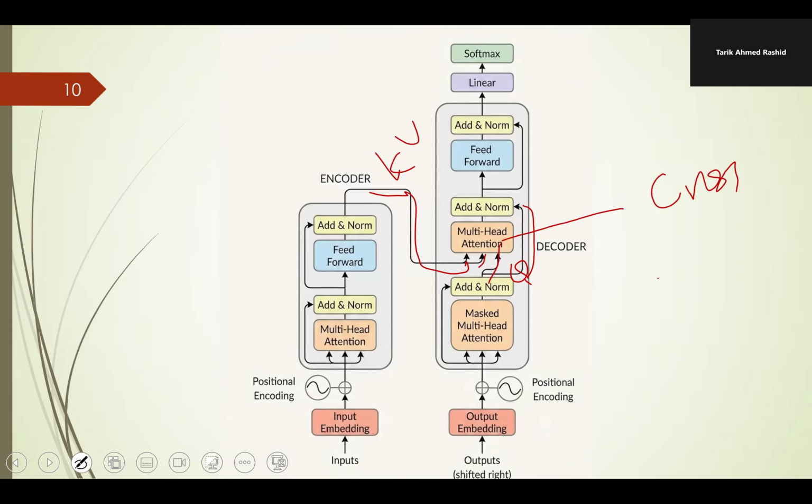Stay tuned, and we will explain multi-head attention, which is cross attention, in the next class. That's cross attention from the refined input from the encoder and the refined output Q from the decoder.